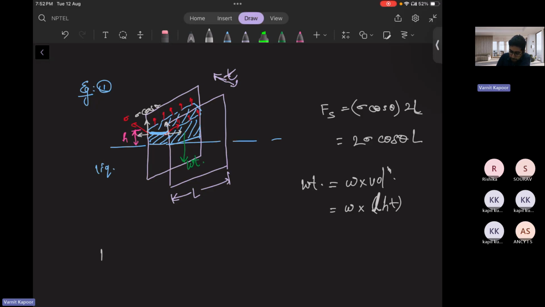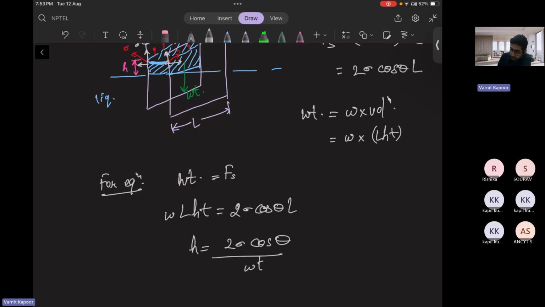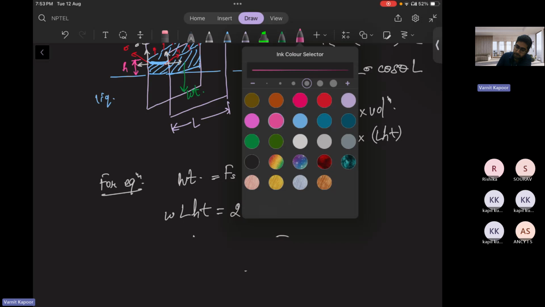Now you will balance for equilibrium. Weight is equal to Fs. W into L into H into T is 2 sigma cos theta L. This L and this same capital L get cancelled out. So H is the important thing. That is 2 sigma cos theta by W T. It's a very important expression.